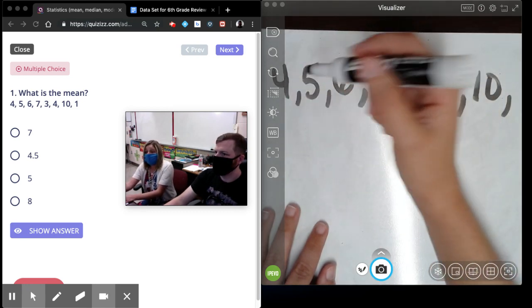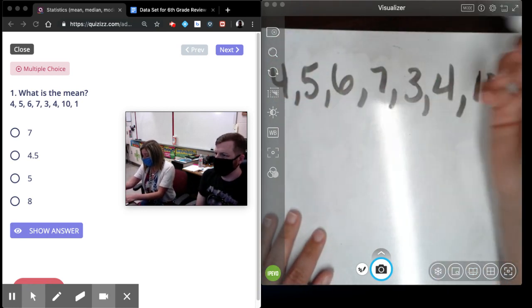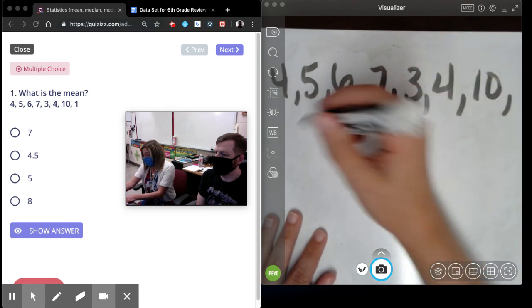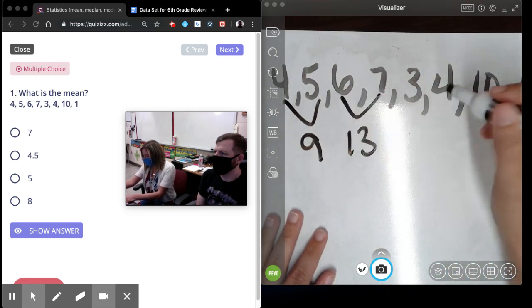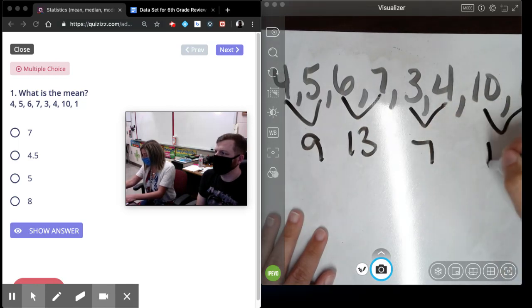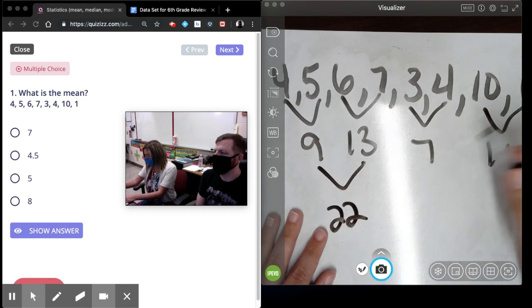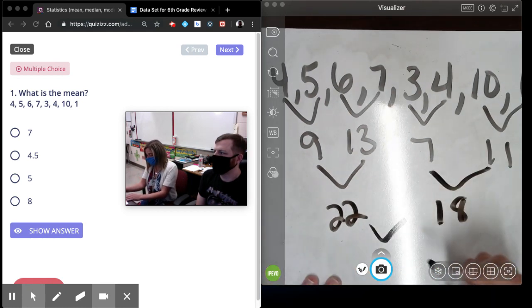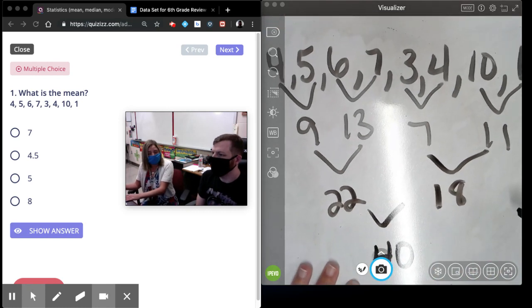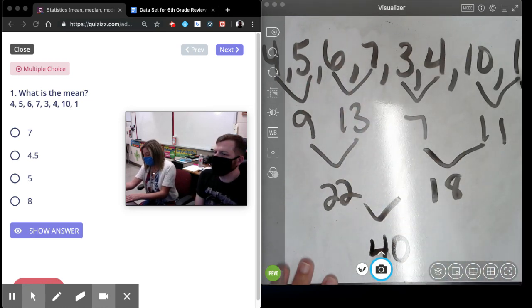As I said earlier, we're finding the mean, so we have to take all of our numbers and add them together. There are several ways to do this. I like to pair them up and say, okay, that's 9, that's 13, that's 7, that's 11. 9 plus 13 is 22. 7 and 11 make 18. 22 and 18 makes 40. Is that correct, Mr. Carmen? Yep, I agree with that. So all together, my data set adds to make 40.